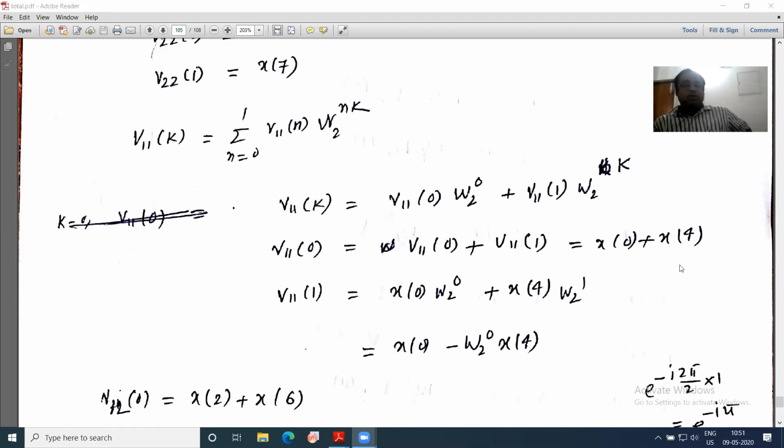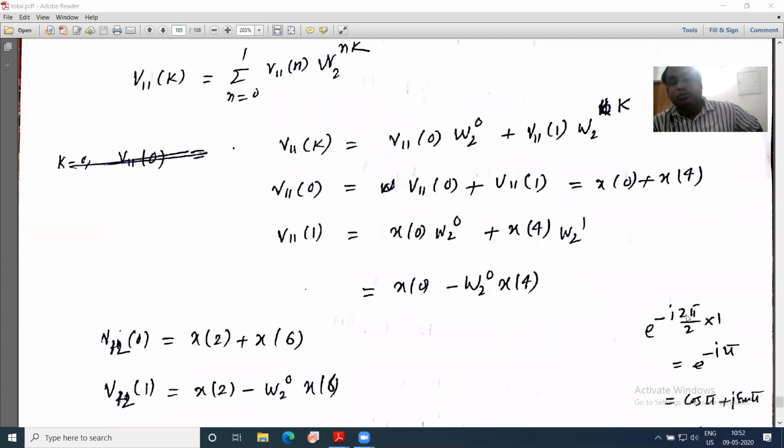Now if you look at v1 on of 1, I have to substitute k equal to 1. If you substitute k equal to 1 in this equation, it will be v1 on of 0 into w2 0, the same thing, plus v1 on of 1 w2 1. So this will be x0 w2 0 plus x4 w2 1. Now w2 1 means e power minus j2 pi by 2 multiplied by 1. Agreed? Yes, sir. So it will be e power minus j pi, which equals cos pi, equal to minus 1. So I am writing minus 1 times w2 0. W2 0 means I have reduced getting one multiplication. So I am writing minus w2 0 into x4. This is my expression for v1 on of 1.